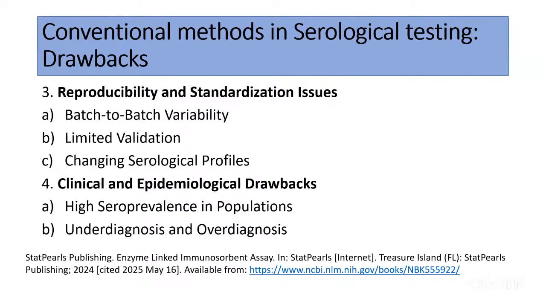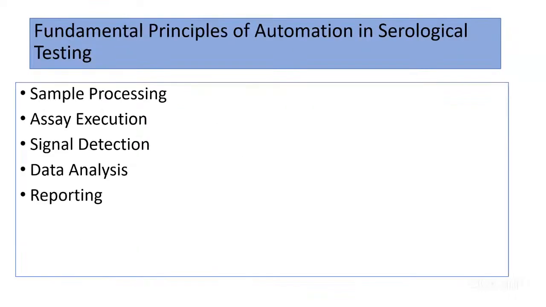Changing serological profile, because in the entire process of the disease the profile changes, the markers and other things, so you need a very sensitive and specific assay. Also the problem is that in a highly prevalent population, where a particular disease is prevalent, if your kit is not validated properly or not sensitive or specific, it will give a false positive result. So in a way, it can underdiagnose or overdiagnose by giving a false negative or false positive result. So taking these challenges or limitations, we have the scope for automation.